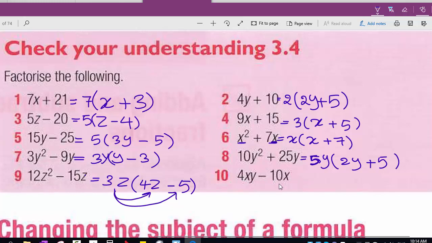4xy minus 10x. What is this xy? It's just a combination of two variables, but it doesn't affect the answer. Between 4 and 10, they are both divisible by 2. X is a common factor, so x should be outside the brackets. What's remaining here is 4 divided by 2 is 2. The y remaining, because only the x went out, minus 10 divided by 2 is 5. The x will not remain because the x went out.